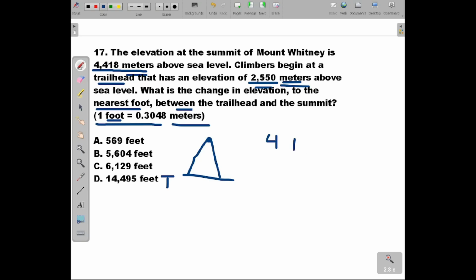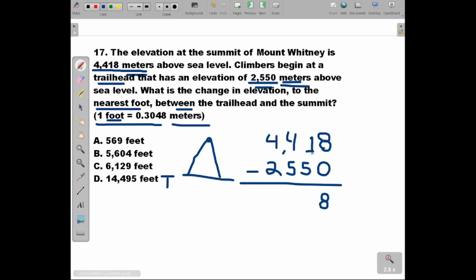So 4,418 minus 2,550. 8 minus 0 is 8. 5 is greater than 1, so we need 1 from this 4, and the 4 becomes 3. 11 minus 5 is 6.